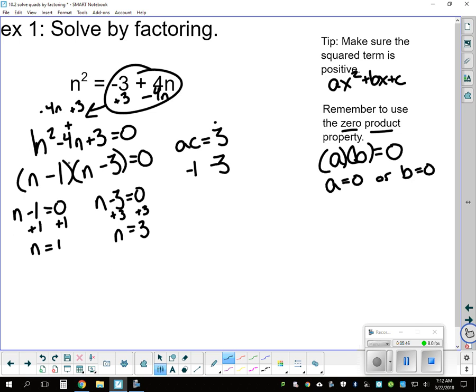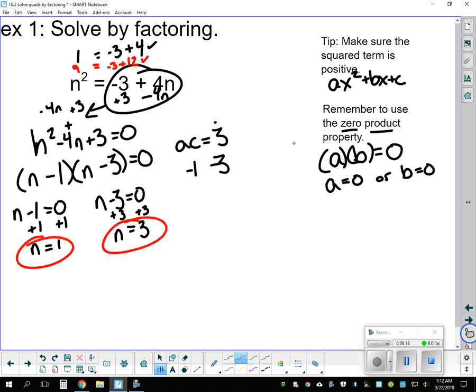So if I'm checking this, I plug in 1 here. 1 squared is 1. Over here, I would get negative 3 plus 4 times 1 is 4. Negative 3 plus 4 is 1. So that checked. Checking it with the 3, 3 squared is 9. Negative 3 plus 4 times 3 is 12. Negative 3 plus 12, sure enough, that is 9. That checks as well. So we get 2 solutions.